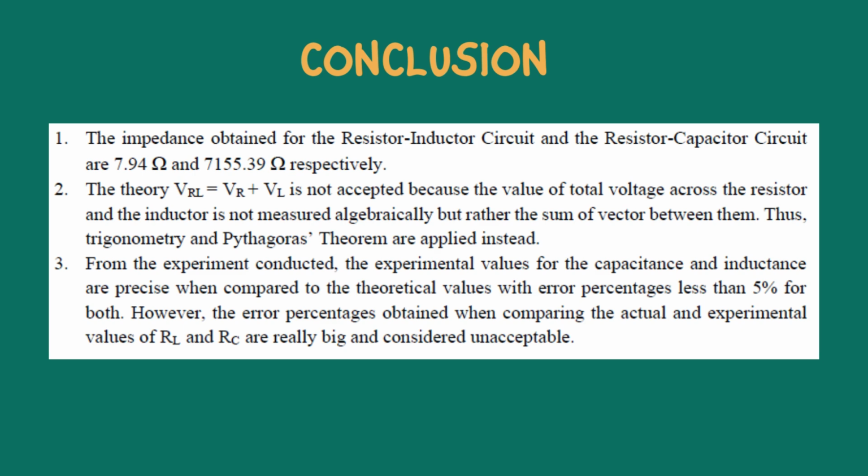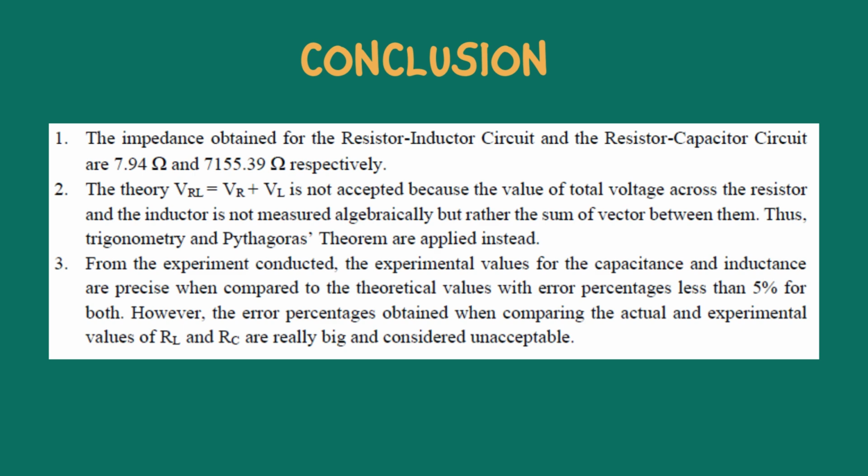And the theory VRL is equal to VR plus VL is not accepted because the value of total voltage across the resistor and the inductor is not measured algebraically, but rather the sum of vectors between them. Thus, trigonometry and the Pythagorean theorem are applied instead.